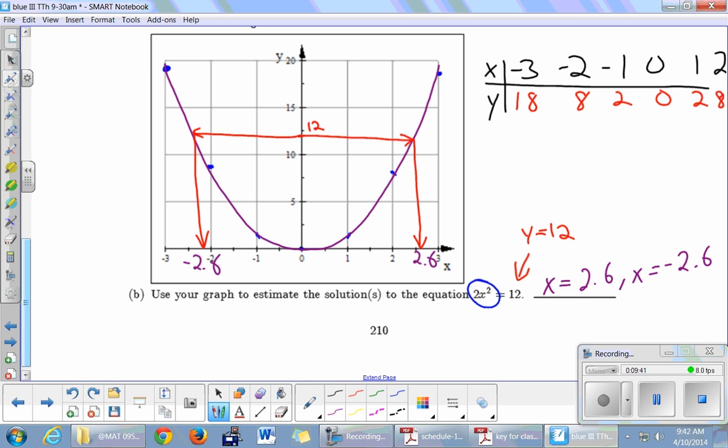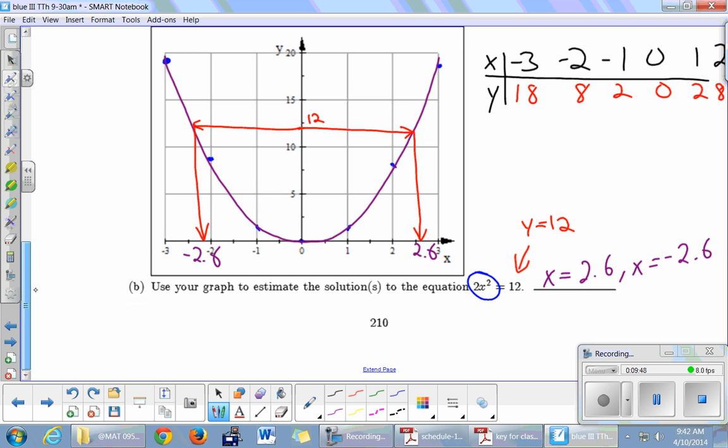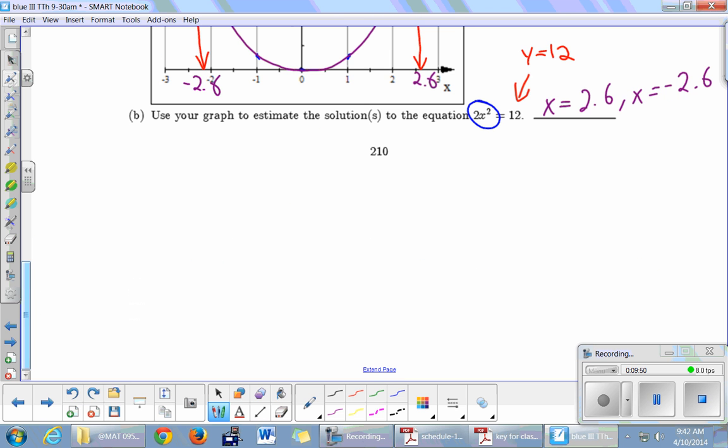Well, the right answer involves not using a graph. The right answer involves using pure algebra. We know how to solve that equation. We did it last class. So 2x squared equals 12. I'll just do it down here real quick. First thing to do is get that 2 out of the way by dividing both sides by 2. So that means that x squared is equal to 6.